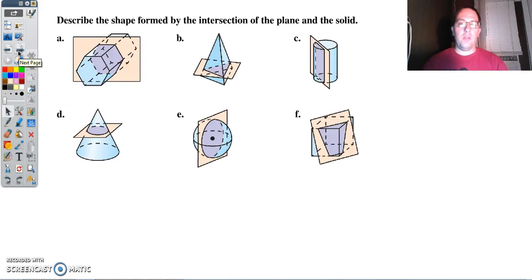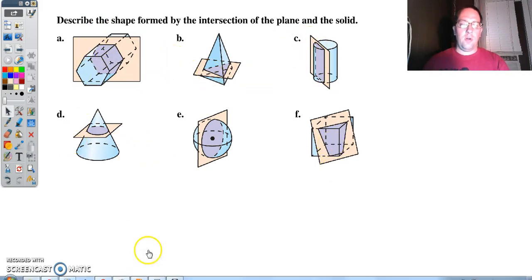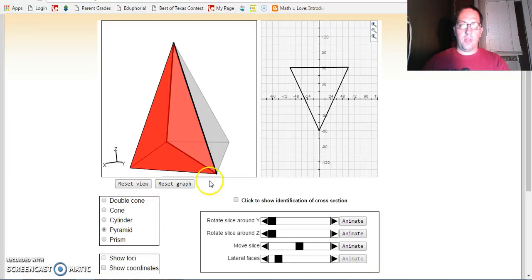Now, what we're going to talk about here are the cross sections of three-dimensional figures. The cross section is what is formed when you have a plane that cuts through a three-dimensional figure. And as you see, they can do all kinds of shapes. And let me pull this up here. You can see it a little bit better.